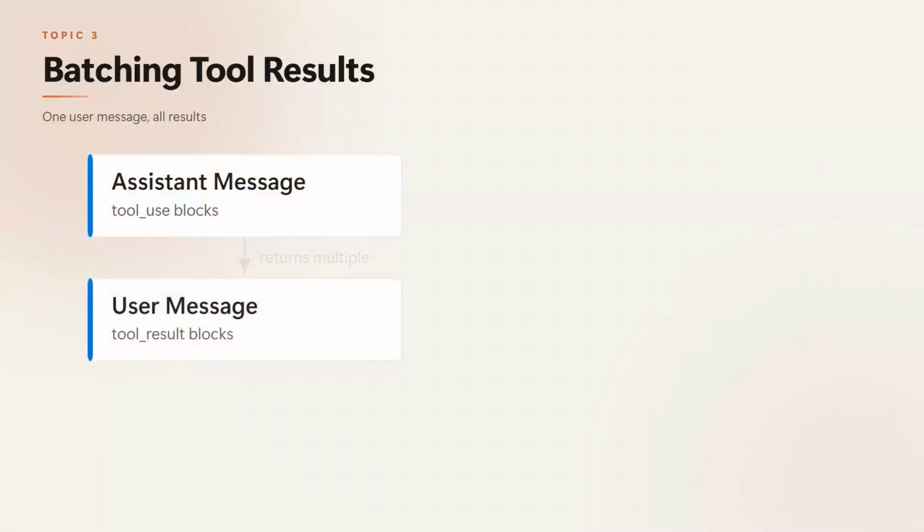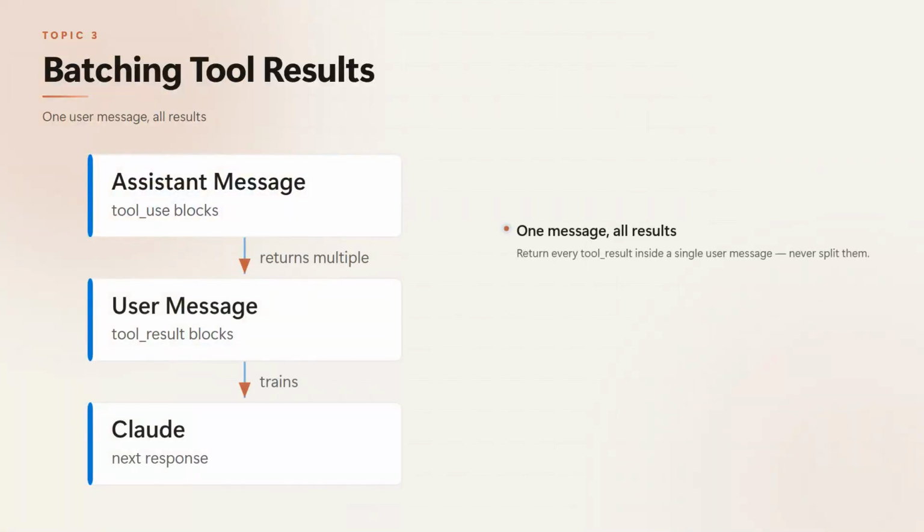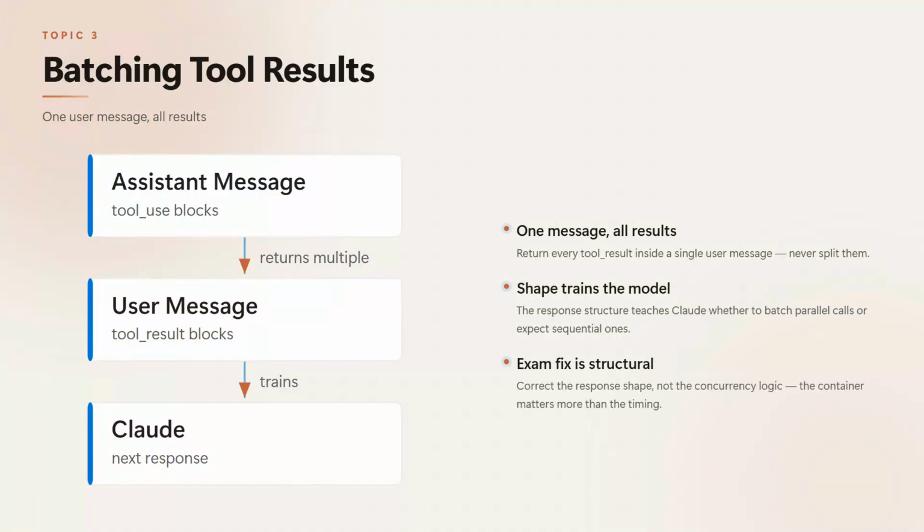When Claude needs several pieces of data at once, it can issue multiple tool calls in a single assistant message. That is parallel tool use, and it cuts latency dramatically. 3 weather lookups that would take nearly a second sequentially finish in a third of the time. The trick is not just that the calls go out concurrently, it is how you return the results.